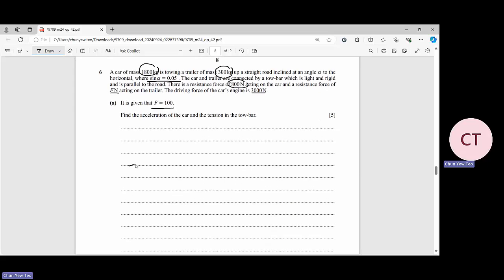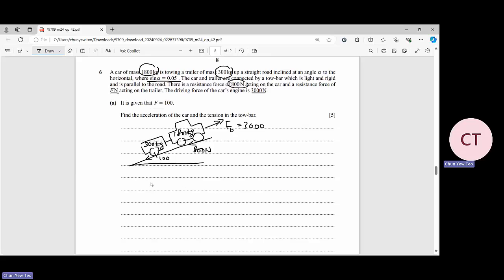So we can have a small diagram over here. It's going up the hill. This is the trailer. This is the car. Okay, so the car is moving up with the driving force of 3000 Newton. There's a resistant force over here, 800 Newton. There's a resistant force over here of 100 Newton because F is 100. Okay, so these are the information given. The mass over here is 1,800 kg. The mass over here is 300 kg.